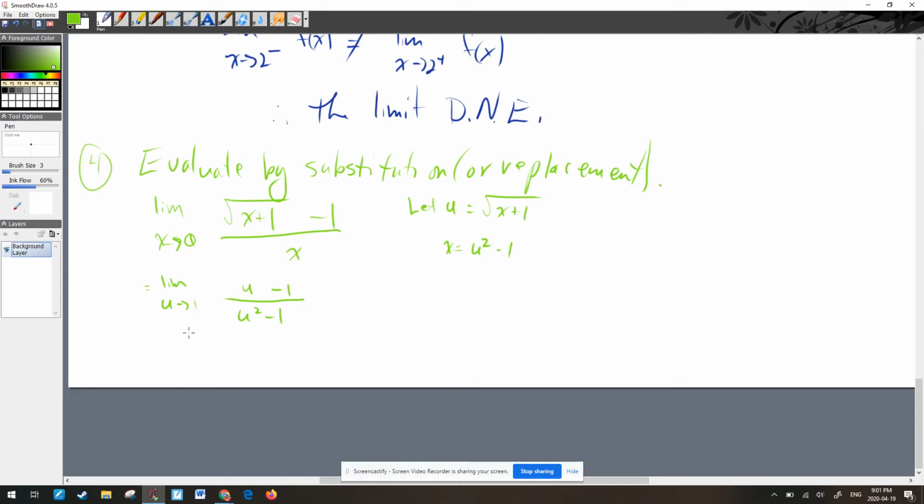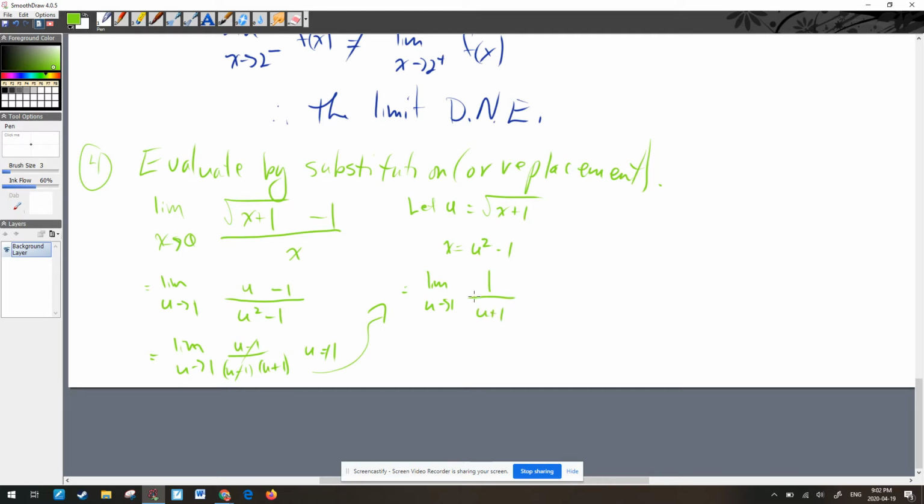So we're going to come back here, and we're going to do this really small so we've got room to do it. So we're going to have the limit as u tends to 1. And now I can see there's the difference of squares, right? So it's going to be u minus 1 over u minus 1 times u plus 1. And I can divide through, for u not equal to 1. And then this is going to become the limit as u tends to 1 of 1 over u plus 1.